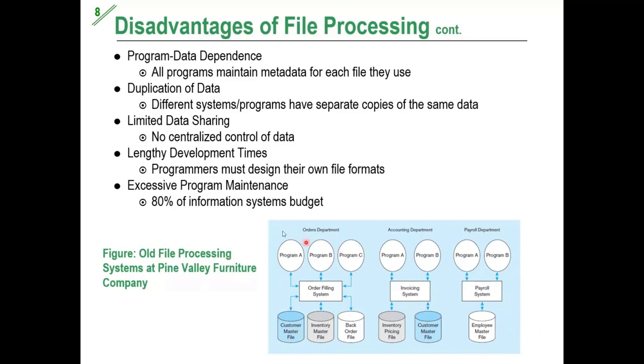All of these can lead to excessive program maintenance, because we need to maintain not only the programs but also the data, as well as the metadata associated with each of these program areas. What it says is that 80% of the information system budget is probably consumed maintaining the data, rather than being spent on developing new programs. So that is what the research says.